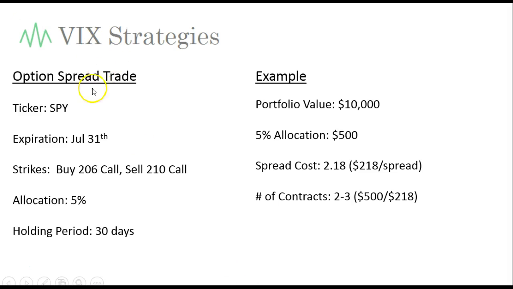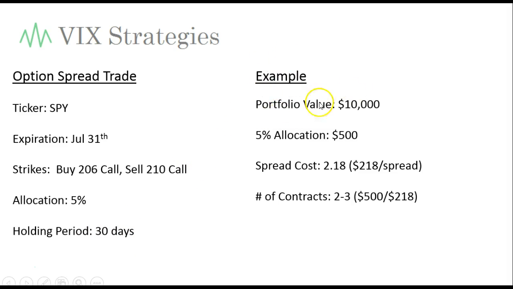So in this example, the trade we'll be doing, the ticker is SPY. The expiration is July 31st. We're going to be placing a bull call spread. So we're going to buy the 206 call, sell the 210 call. We're going to allocate 5% of our portfolio to this spread, and we're going to hold it for about 30 days. So just generally speaking, we try to hold our spread trades for about 30 days. It's not always going to be exactly 30, but we want to get the closest to 30 as possible.